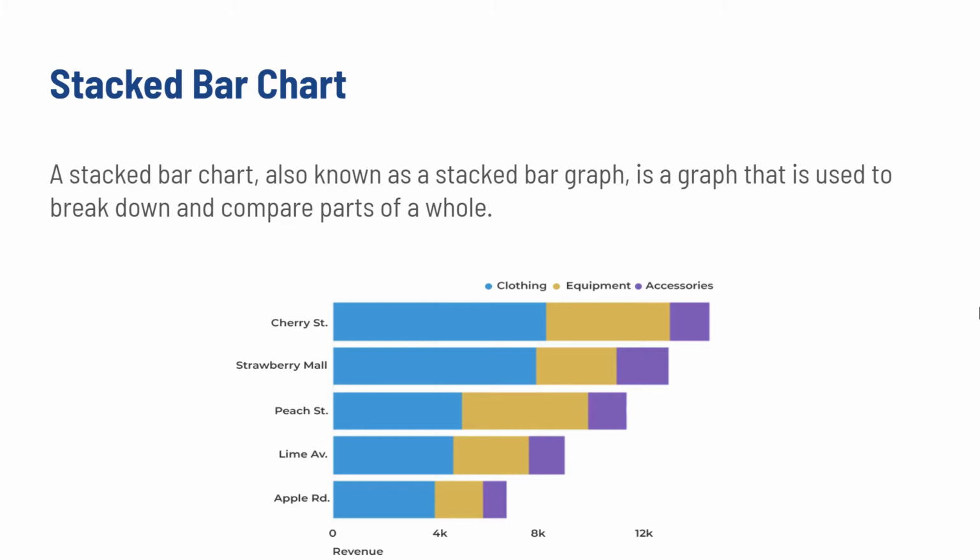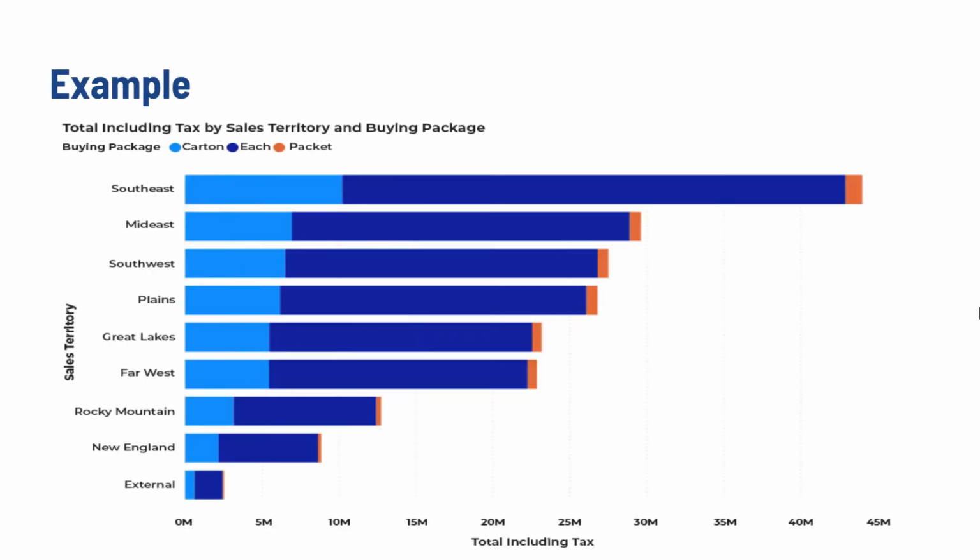This is an extension of the simple bar chart that we saw in the previous lecture. In a stacked bar chart, we can introduce two dimensions with a measure as opposed to a single dimension in a simple bar chart. The second dimension can be used to subcategorize the first dimension along with the measure values. For example, in the figure above, we have two dimensions, sales territory and buying package, and a measure total including tax. The second dimension depicts the categorization among how the sales for a particular sales territory is divided.